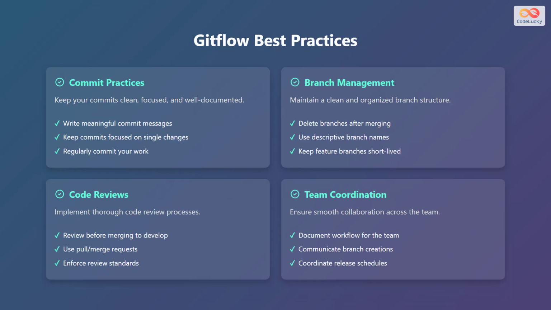To make the most of Gitflow, adopt the best commit practices by writing meaningful commit messages, keeping commits focused, and committing regularly. In branch management, delete branches after merging, use descriptive branch names, and keep feature branches short-lived. Implement code reviews before merging to develop using pull or merge requests and enforce review standards. To ensure smooth collaboration, document the workflow for the team, communicate branch creations, and coordinate release schedules.